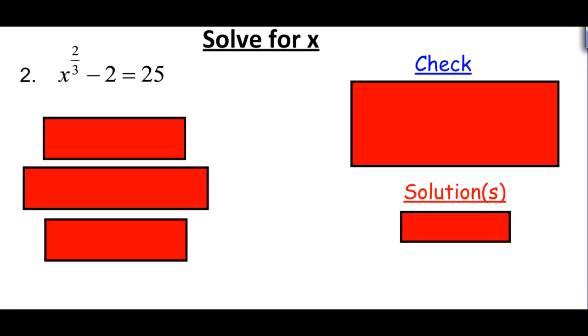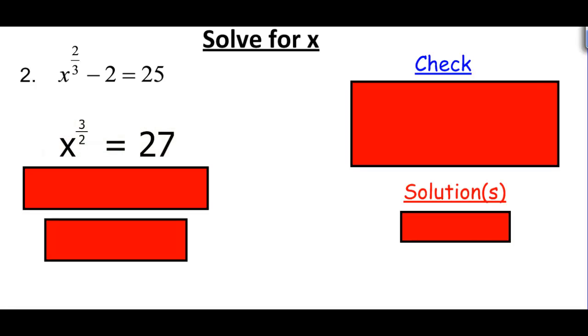My next example is an exponential equation because we have an exponent here. We don't have any radicals, even though remember this is equivalent to a radical. This is the same thing as the cube root of x squared, but we just changed the form. So the first thing I'm going to do is try to isolate this term. So I'm going to add 2 to both sides.